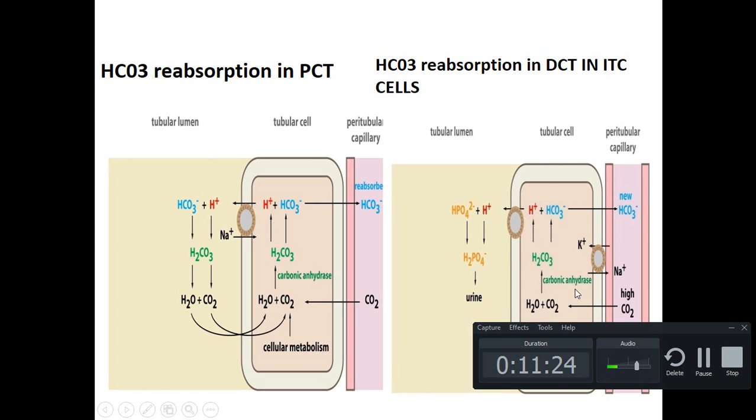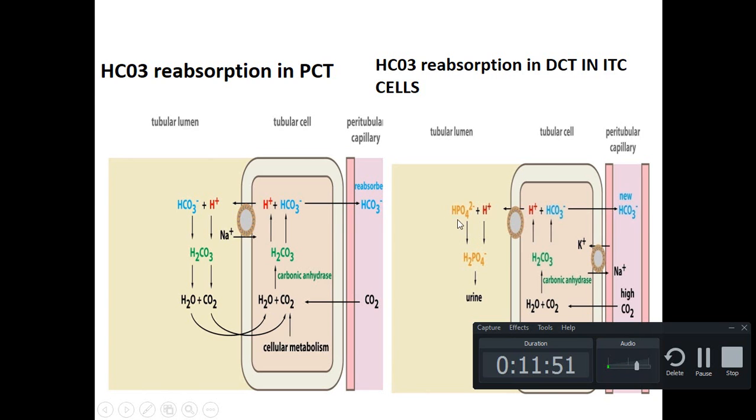But inside that cell, carbon dioxide combines with water in the presence of carbonic anhydrase to form carbonic acid, which dissociates, and ultimately bicarb is formed and reabsorbed over here. Now this bicarb is known as the new bicarb. Why is it new? Because here in the lumen there is no bicarb. Here there is already a bicarb, and this bicarb which is already present is known as the old bicarb.